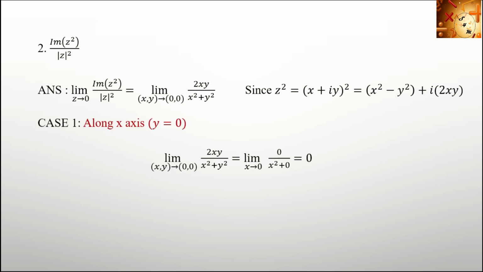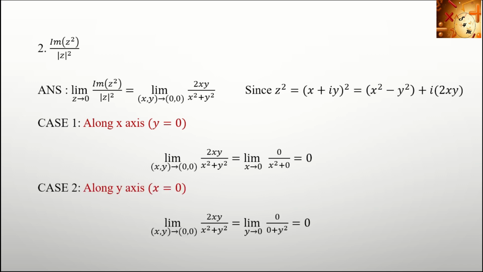First case, along the x-axis. So here y equal to 0. Therefore the function will be limit x tending to 0. The numerator is 0 divided by x square plus 0, which is equal to 0. Along the y-axis, which means x equal to 0. So the limit will be limit y tending to 0, 0 divided by 0 plus y square. So the answer is 0. So along the x-axis and along the y-axis we get the limit as 0.